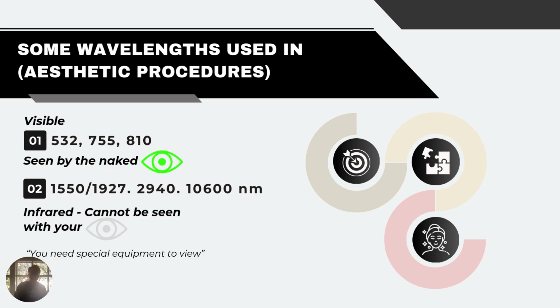And here is a sample of the typical types of wavelengths that we are accustomed to. Starting with the visible light, we have the 532 KTP, the 755 alexandrite, and the 810 nanometer diode. Also, especially with infrared devices, we professionals have special tools to view the beam. So even though it's not visible to the naked eye, there is a way for us to see it.